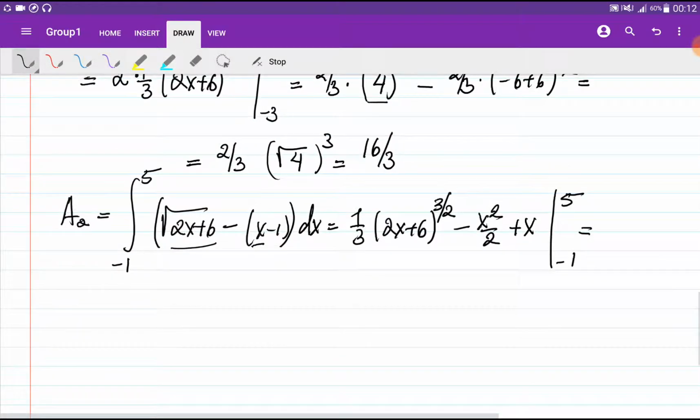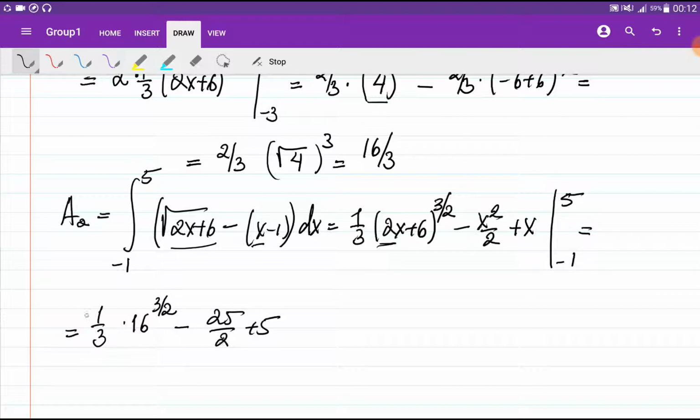So let me put 5 instead of the x's. If I put the 5 to the first x here, I will get 5 multiplied by t, which is 10, plus 6, which is 16, right? So this will be 1 over 3 multiplied by 16 in the power of 3 over t, minus 25 over t plus 5, right? Then I have to subtract the value when I calculate this for x equal to minus 1.